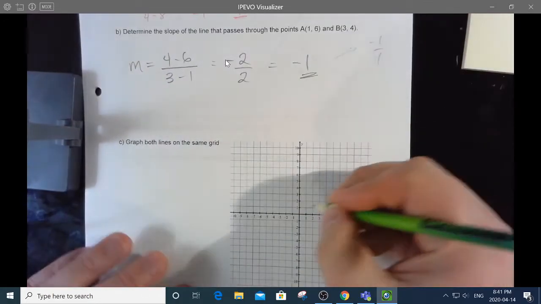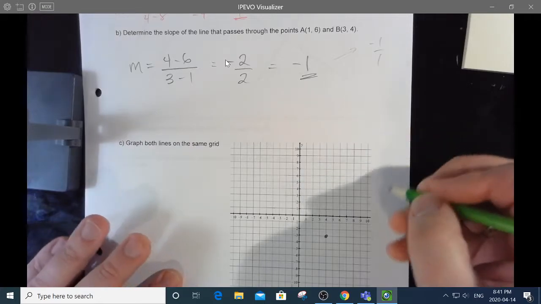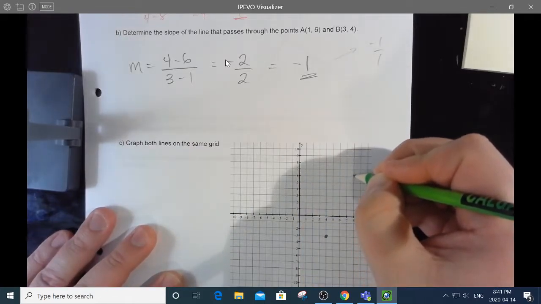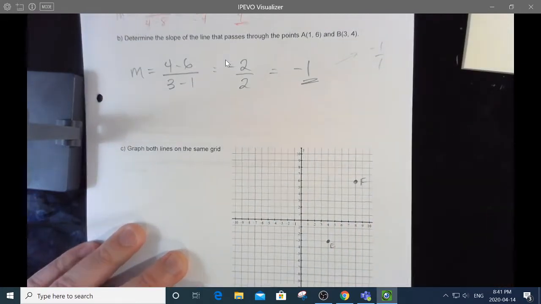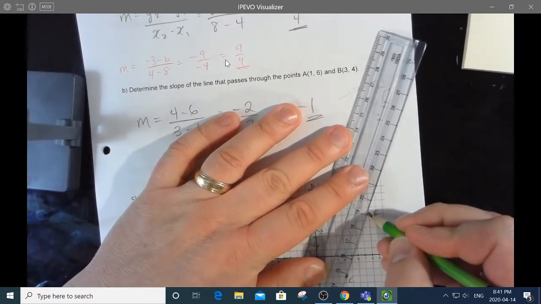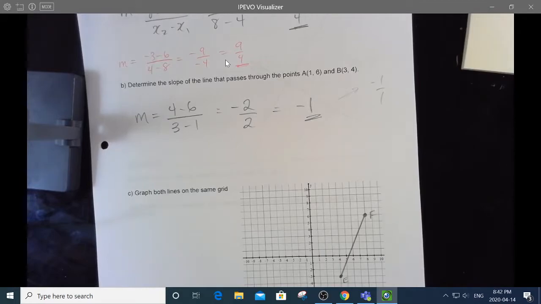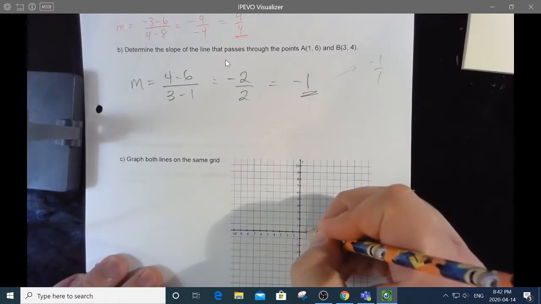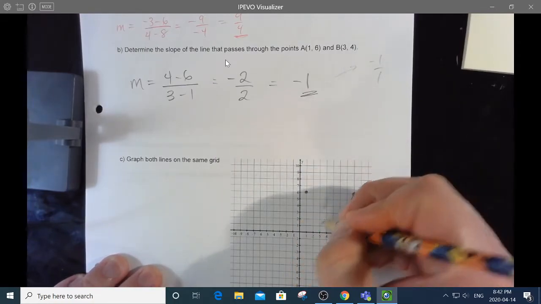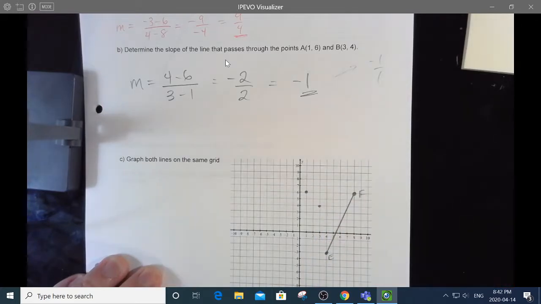Okay, so E was 4, negative 3. And then it was 8, 6. So this is E and F. And the next line was 1, 6, and 3, 4. So let's graph that. 1, 6, and 3, 4.